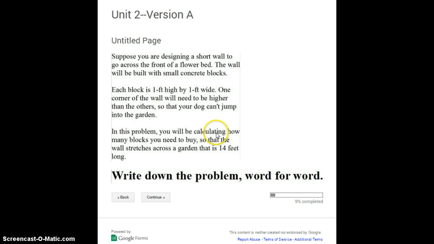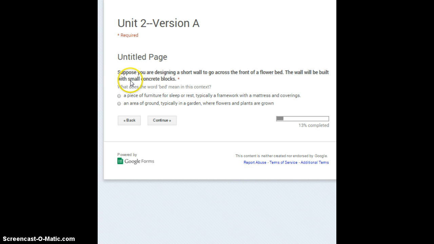I'm going to figure out how many blocks there are for a wall that's 14 feet long. So that means that the two variables are the number of blocks and 14 feet. All right, so the first couple of questions are just going to walk us one sentence at a time through the word problem that we wrote down.